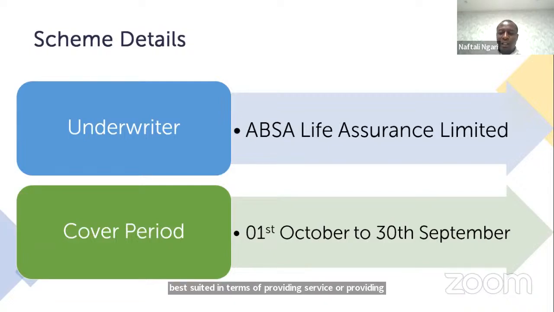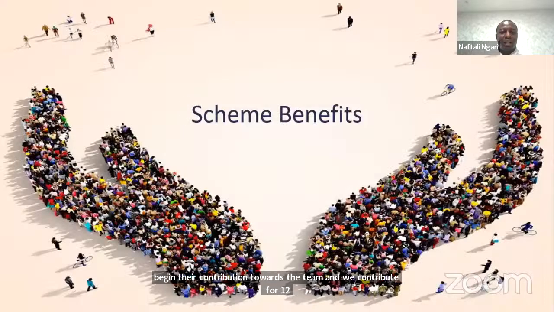So usually the cover is an annual policy that we renew, that is renewable every 1st of October. And therefore, at that point is when members begin their contribution towards the scheme, and we contribute for 12 months or for 1 year, after which, in case we have any people who want to come on board or any people who want to drop off, they are able to drop off at that point.